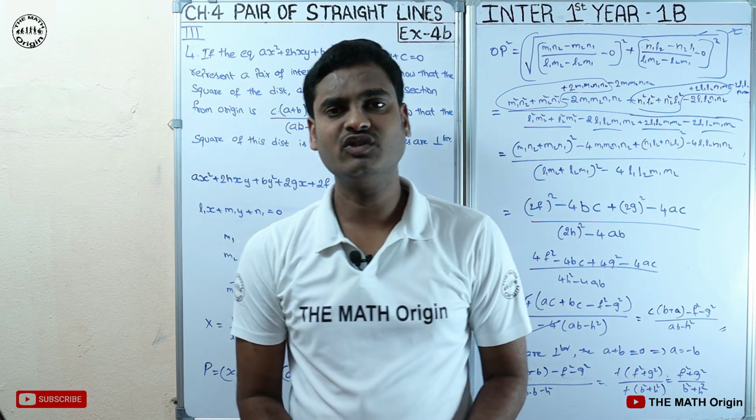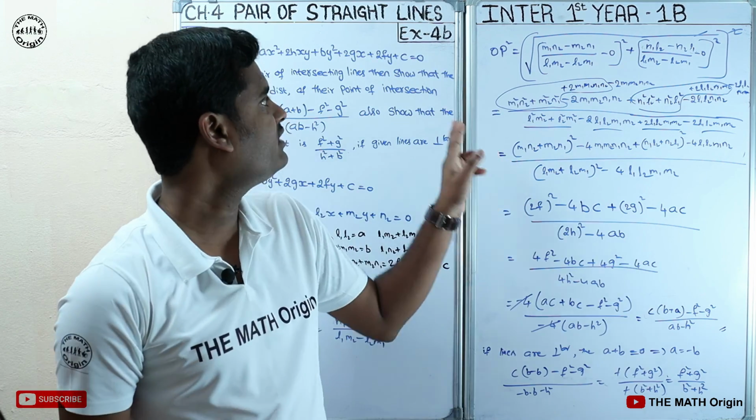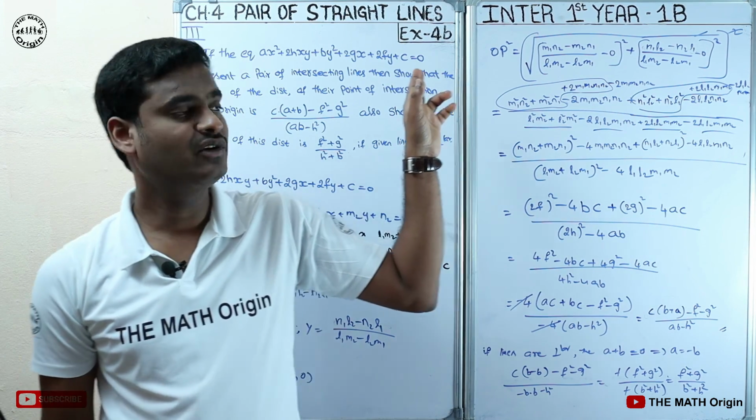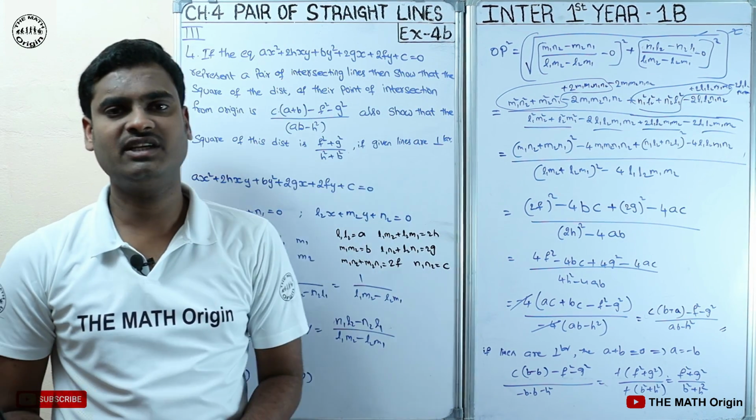With this we completed the fourth question from the third section. We completed the complete exercise 4b from the chapter 4, pair of straight lines.